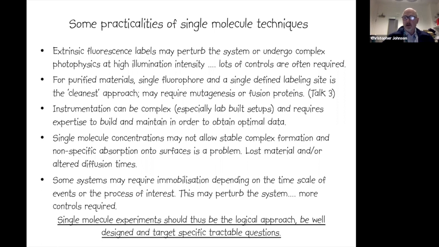And this may require some form of mutagenesis or a fusion protein, possibly, as described by Ben in the third talk. There are many, many strategies to including these labels into your protein. The instrumentation that you're going to use to make these measurements can be very complex, especially if the platform is a homemade or lab-built setup. And these kinds of setups require a lot of expertise to build and to keep them running and obtaining optimal data.